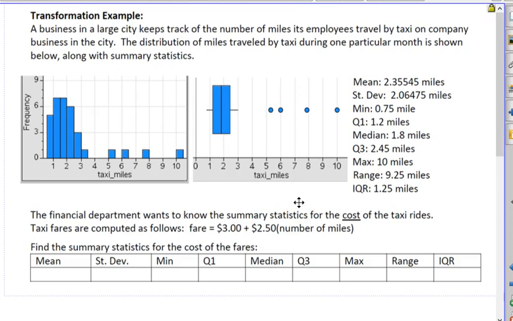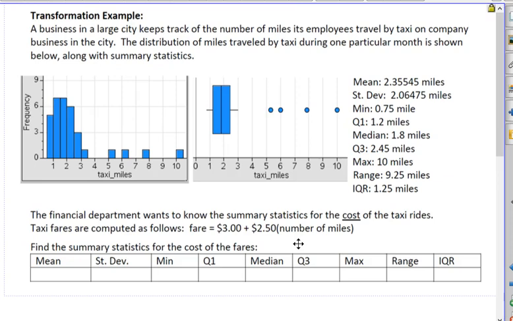Now let's say the financial department wants to know the summary statistics for the cost of the taxi rides. The taxi fares are computed as follows. The fare is equal to $3, just for getting in the taxi, plus $2.50 times the number of miles traveled. I got this information online, and this is pretty current for New York City.